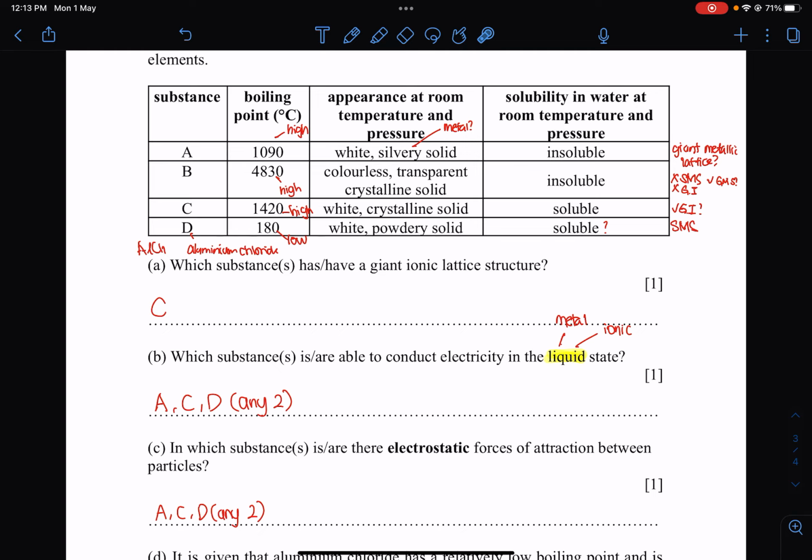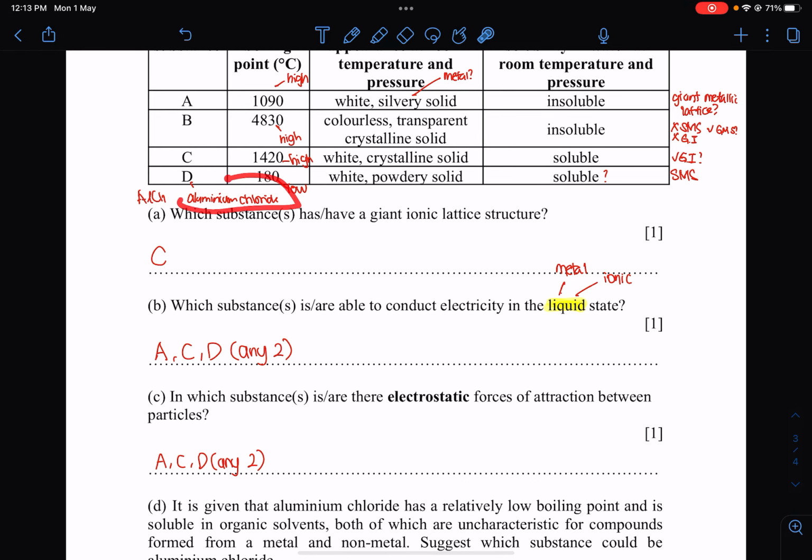bond. And note that the solubility is also very special. It is soluble at room temperature and pressure. What actually happens for aluminium chloride is that even though it's covalent in nature, if I dissolve it in water, it will just form back the ions Al3+ and Cl-. Since it forms back these ions, it will be able to conduct electricity in liquid state.